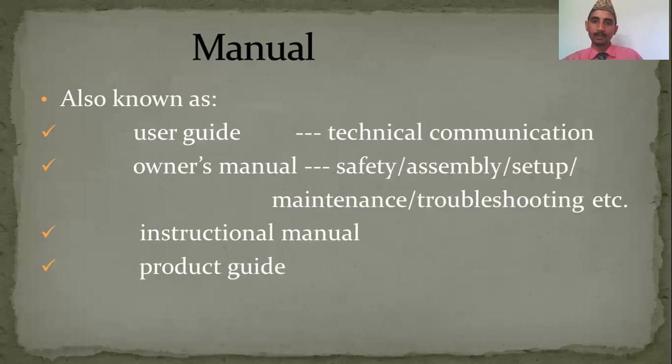Owner's manual means if you buy a machine or anything like that, then we need to first read the safety information. Let's say the owner's manual deals with safety, assembly, how to assemble the parts to make it whole, setup, how to do proper maintenance, and troubleshooting. Maybe sometimes we have problems, and the owner's manual deals with this kind of issue. Remember, this is also called an instructional manual or product guide.